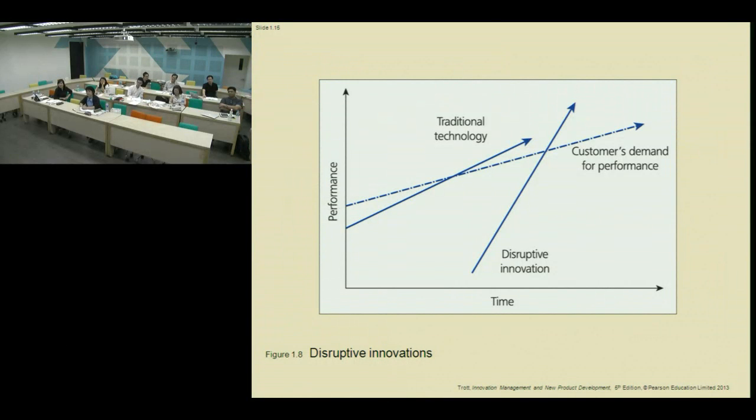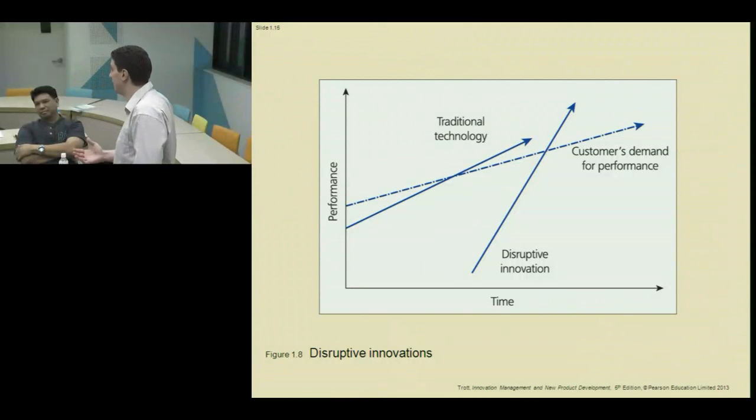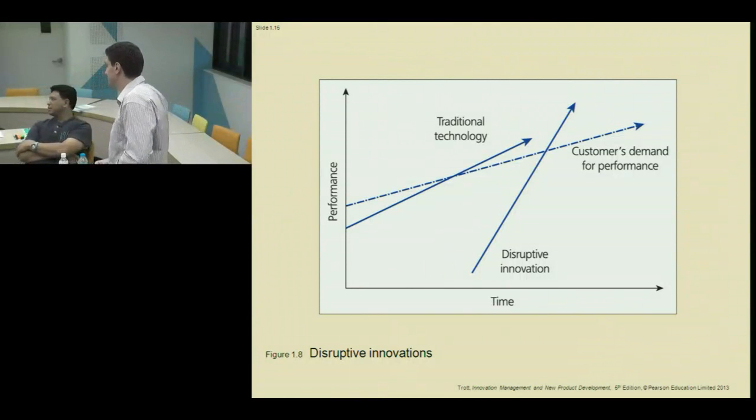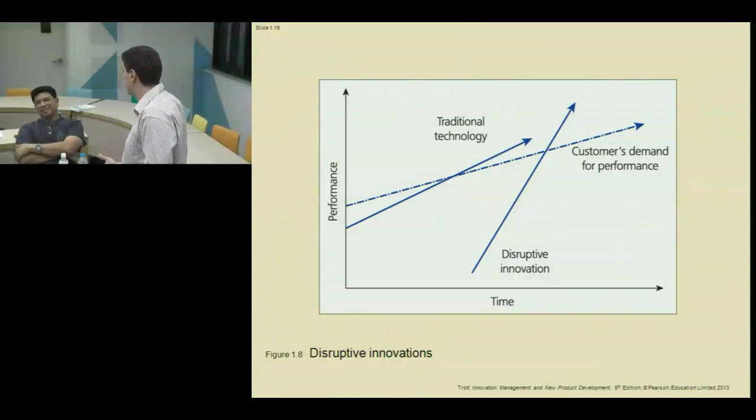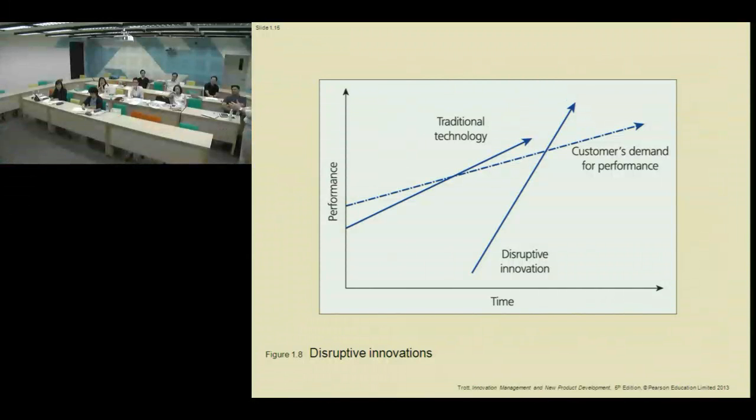Okay, we have traditional technology on one hand. You see the arrow: performance over time. We have technology, and we have the customer's demand for performance. For example, with traditional technology, you have iPhone 1. Who would buy iPhone 1 now? No one. So there is a customer demand for better performance. That's why you wouldn't buy it. And in the middle comes the disruptive innovation, which combines technology and the needs of the market to come up with something radical.